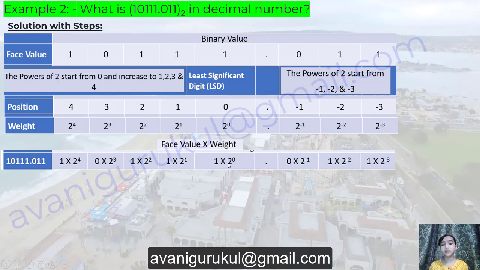Then we have to do face value multiply weight. That is 1 multiply 2 to the power 0, 1 multiply 2 to the power 1, 1 multiply 2 to the power 2, 0 multiply 2 to the power 3 and 1 multiply 2 to the power 4. From the right side of point, 0 multiply 2 to the power -1, 1 multiply 2 to the power -2 and 1 multiply 2 to the power -3.